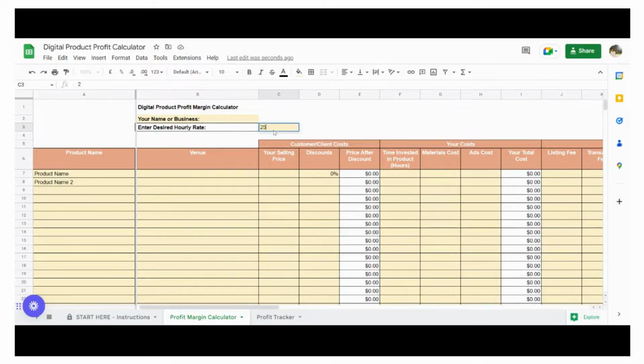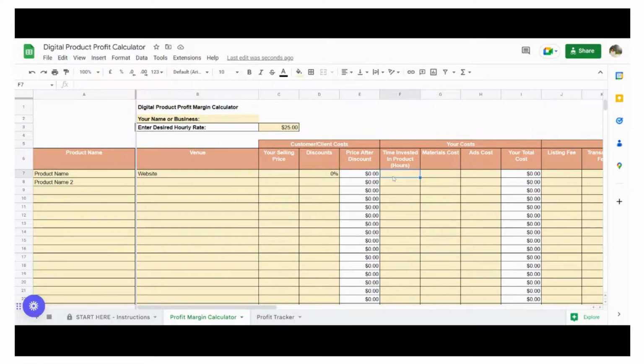So I've put my hourly rate as $25. The currency of this calculator is actually dollars since I sell my products in dollars. So I also make sure to convert all my currency into dollars. So I have my hourly rate.